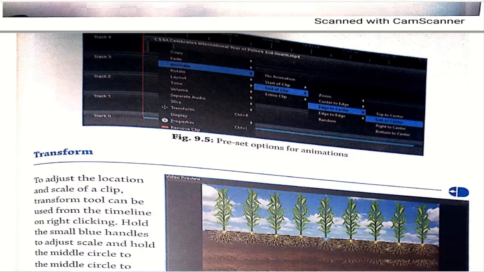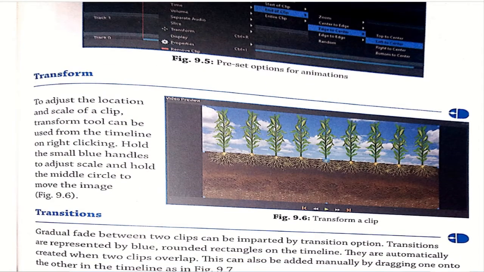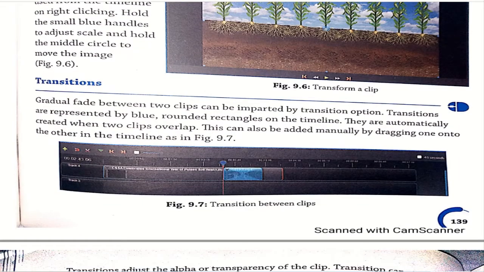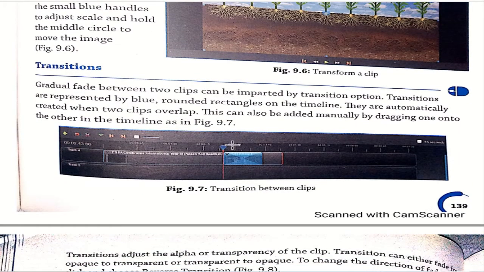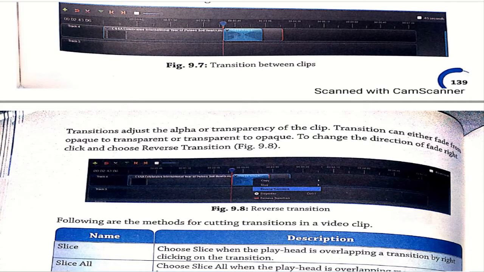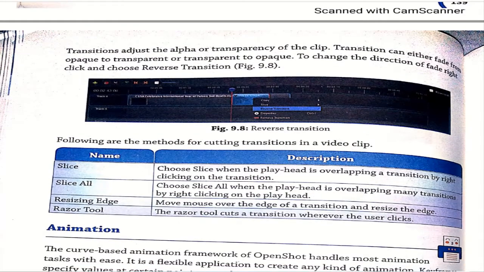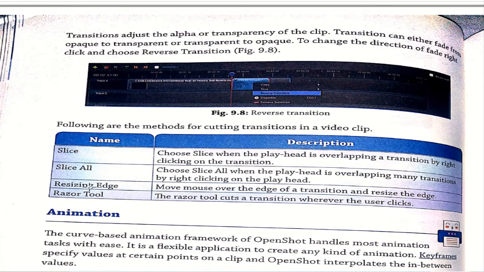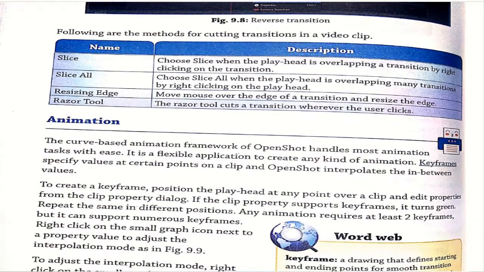Next is transform. To adjust the location and scale of a clip, the transform tool can be used by right clicking on the timeline. Hold the small blue handles to adjust scale and hold the middle circle to move the image. Next, transitions, a gradual fade between two clips. Some transitions are available, some effect between the two slides known as a transition. Transition alpha adjusts the alpha or transparency of the clip. Next, the following are the methods for cutting a transition in a video clip: slice, slice all, resizing edge, razor tool. These are some of the tools available in the transition part.